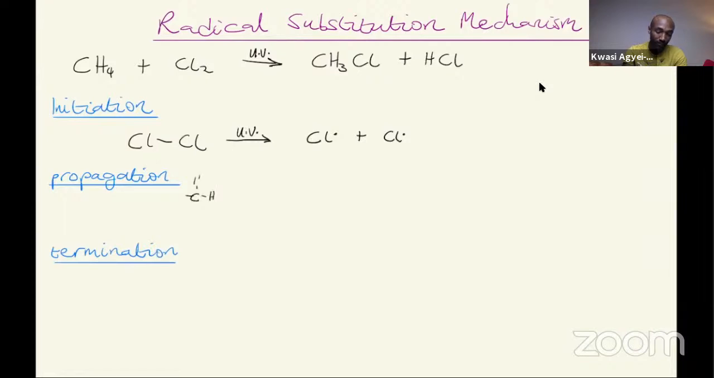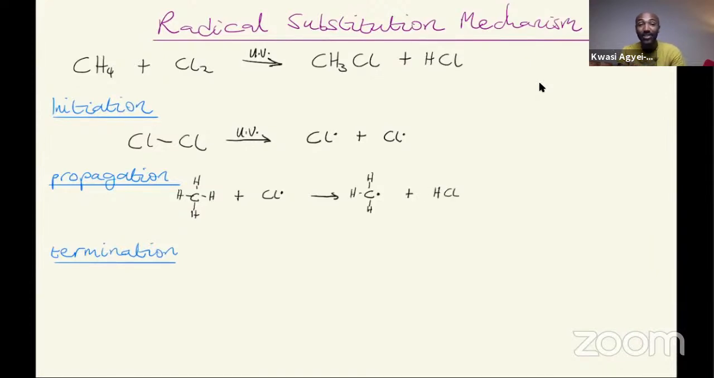I'll draw it out in full as displayed formula. Our CH4 reacting with one of our radical species. Okay, and the result of this first propagation reaction is that a CH3 radical is formed, and our first molecule of HCl is also formed.